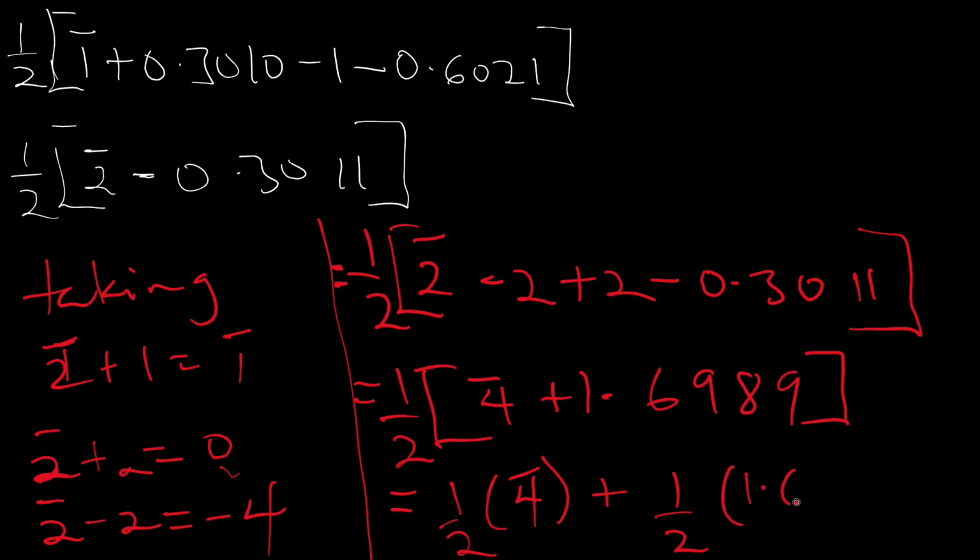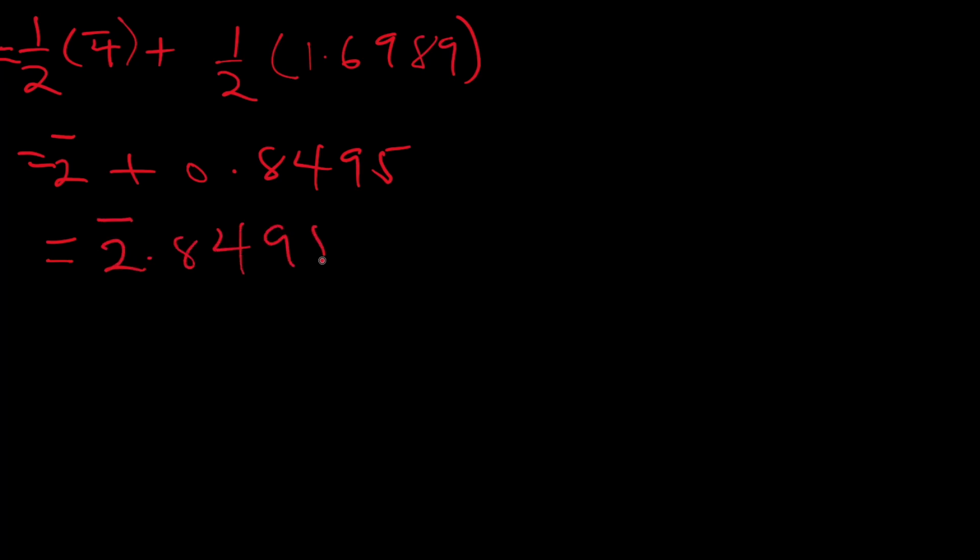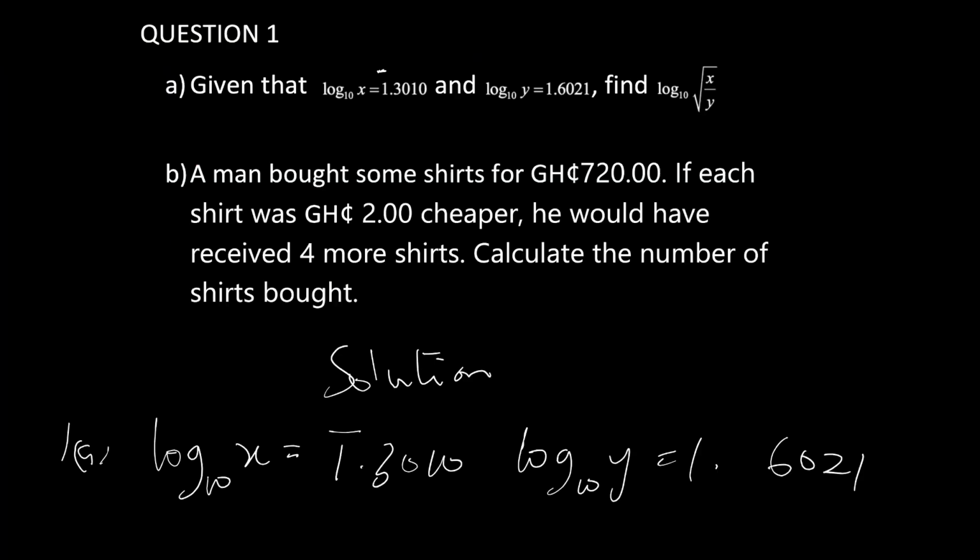Now dividing this by 2, we would have 1 over 2 divided by bar 4 plus 1 over 2 times 1.6989. Now bar 4 divided by 4, we have bar 2. So bar 2 plus 1.6989 divided by 2, we have 0.8495. So our final answer becomes bar 2.8495.